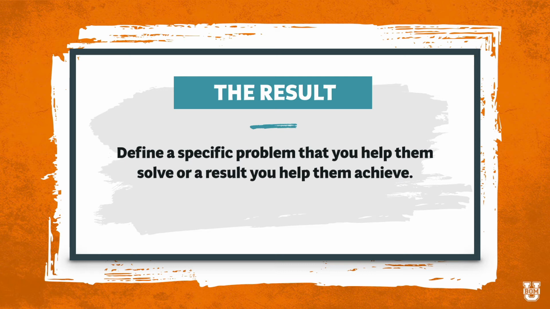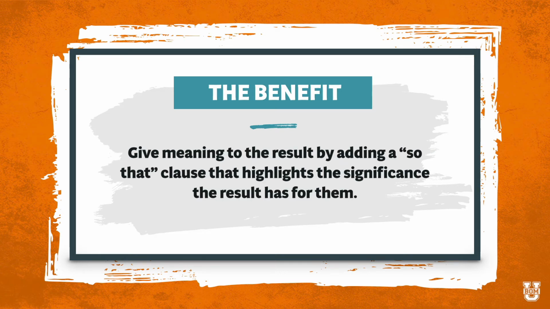So, this could be something specific about a specific problem. And again, if you were a pool cleaner, you help them, you clean their pool, or you keep their pool clean, for example. I mean, you can see it's literally, what do you do? That's what the result piece is. It's what they're going to get. And then the benefit. Give meaning to the results by adding a so that clause that really highlights the significance that the result has for them. I mean, what does it matter to get that result?